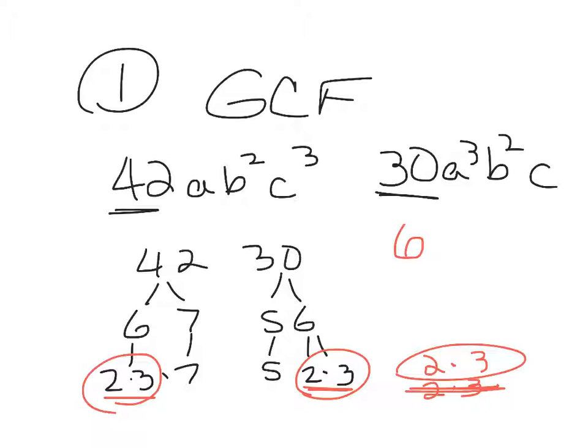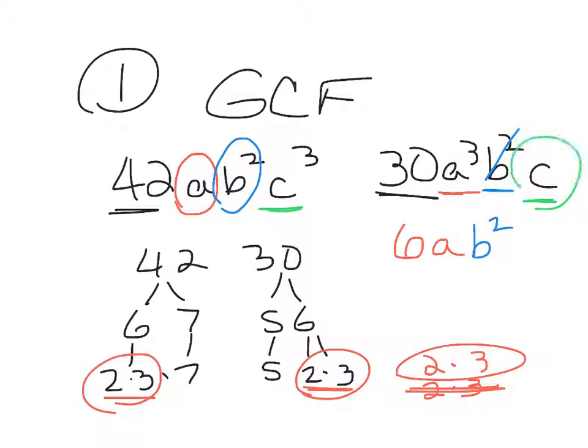And then for the variable part, you're going to go back and take the smallest of the letters they have in common. They both have A's, but I picked the smaller one. They both have B's, and I picked the smaller one. This was the same, so it's just B squared. Then I go back, they both have C's, and I picked the smallest. So my greatest common factor here is 6AB squared C.